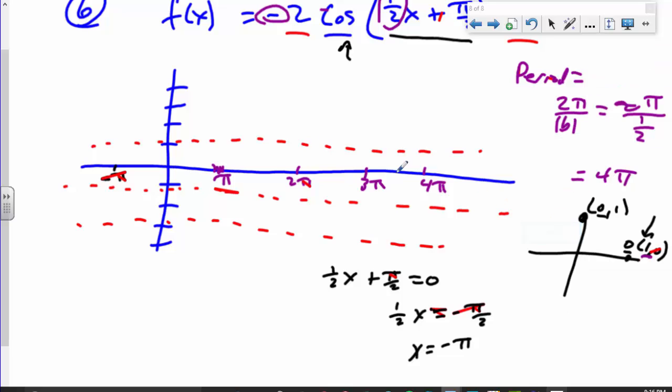So let's put that on my grid. At negative pi, it's a minimum, so I'm down here. I see that the period is 4 pi, so if I go over 1, 2, 3, 4, I'm at the bottom again. And then we utilize the symmetry. If I go 1, 2 over, I'm at the top. In between the top and the bottom is the middle. So I get a graph again that should look something like this.